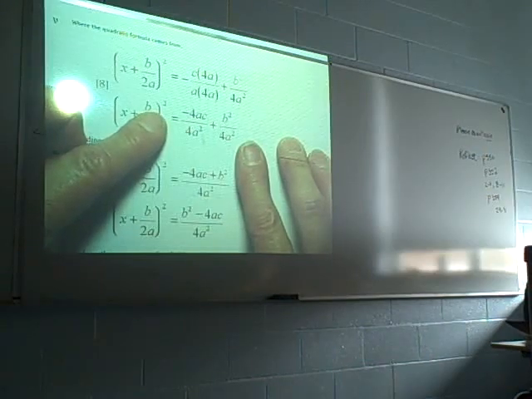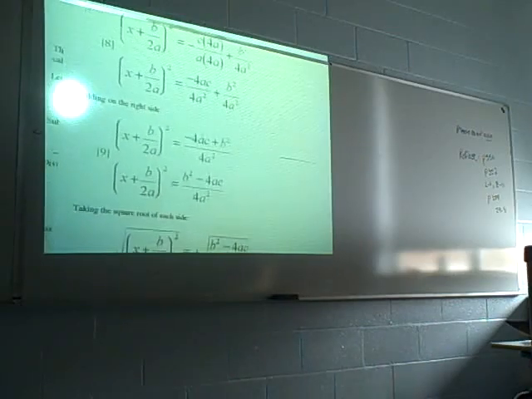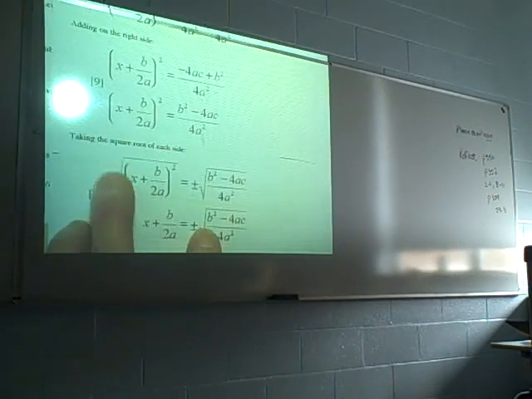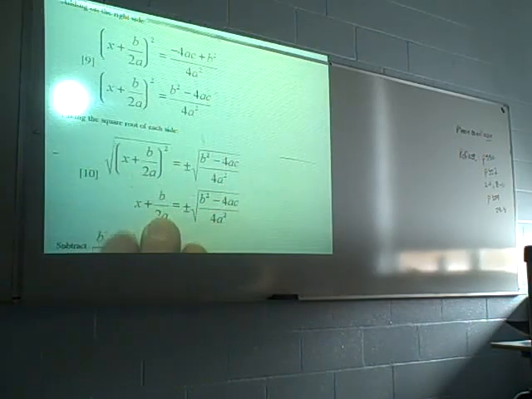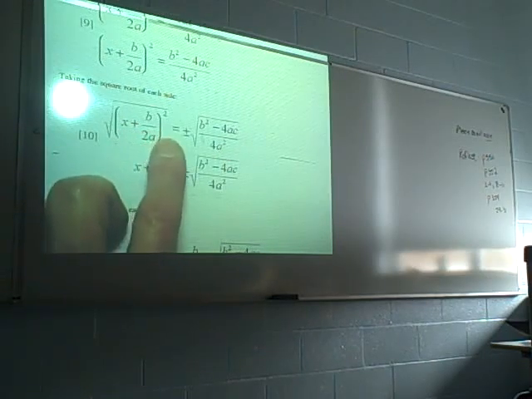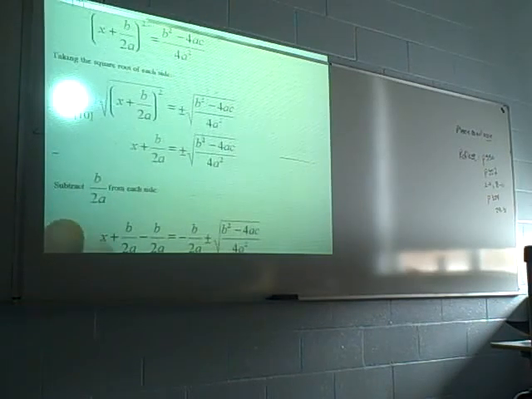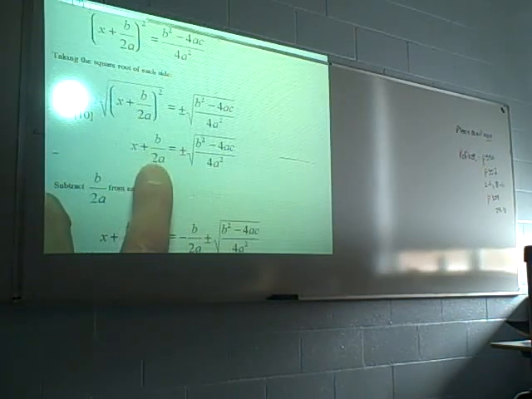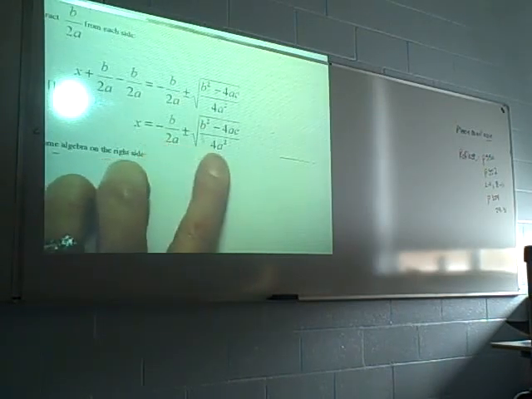Okay? So this is squared, and I want to undo this. If I square one side, I have to take the square root of the other. And what is the square root of x plus b over 2a squared? It's going to be itself. Okay, and so this is what I end up with. Do I want x plus b over 2a? No, I want to subtract that. And that's how we end up with this formula.